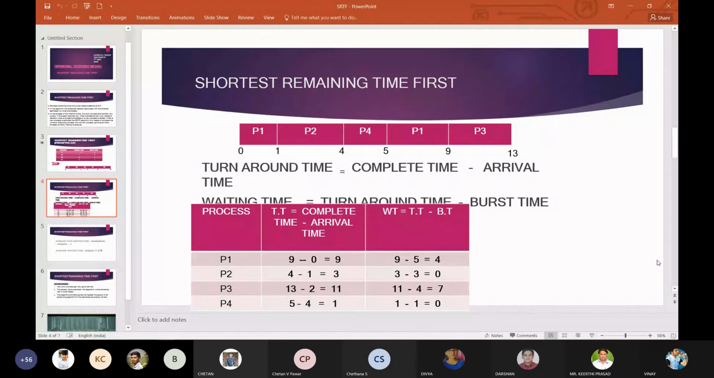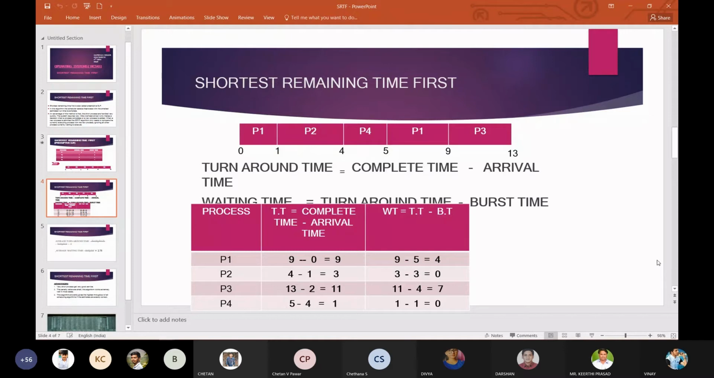P1 has completed at 9 milliseconds and its arrival time is 0, so 9 minus 0 is 9. P2 has completed at 4 milliseconds and it has arrived at 1 millisecond. 4 minus 1 is 3. P3 has completed at 13 milliseconds and it has arrived at 2 milliseconds. 13 minus 2 is 11. P4 has completed at 5 milliseconds and it has arrived at 4 milliseconds. Hence, 5 minus 4 is 1.